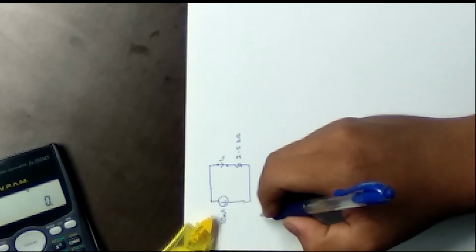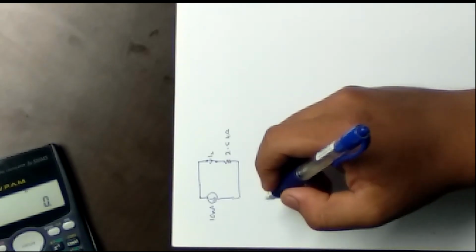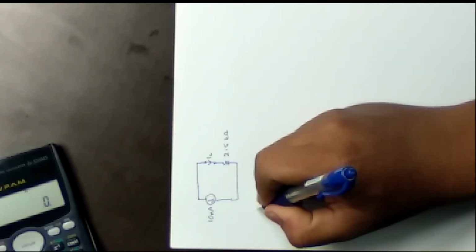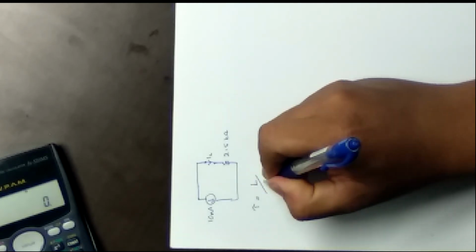After that we find the tau. After we find the R total, we can find the tau. We must find the tau. Tau is equal to L over R.